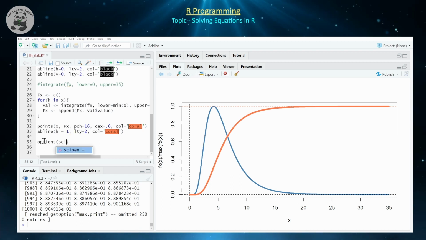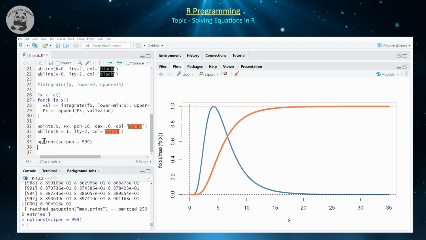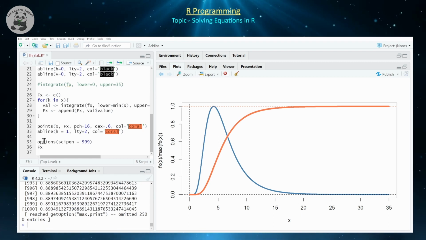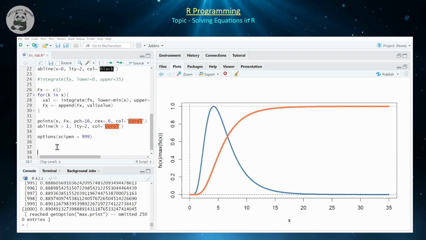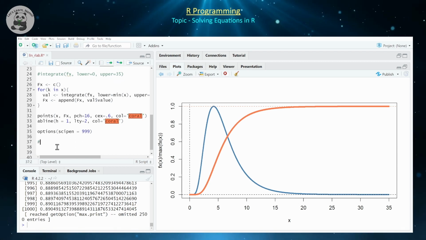Turn off scientific notation, just set scipen equal to some really large number like 999, and then it's going to give you everything in decimal form, right? Which is what we want to look at. So now we'll want to find, for example, a particular percentile.